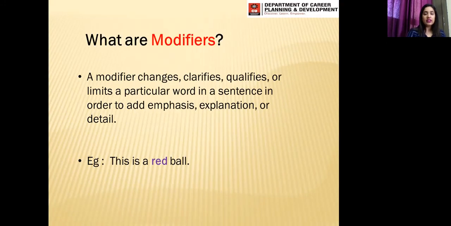Okay, so let's take an example. The example written here is, this is a red ball. So red is a modifier as it is describing another word, a noun that is present in the sentence. Basically, modifiers give more information regarding the nouns, pronouns or verbs present in the sentences.